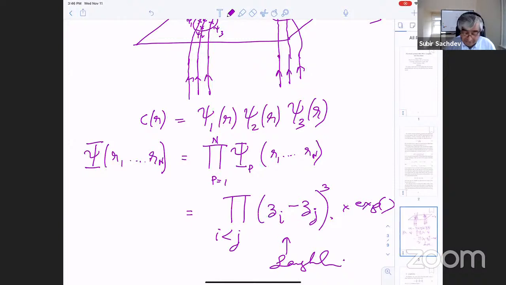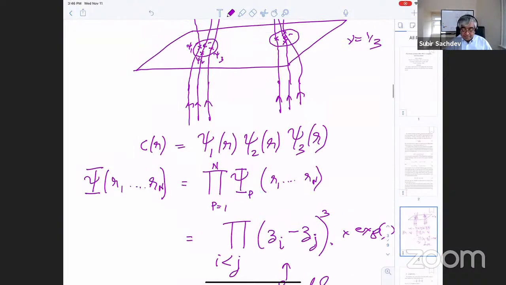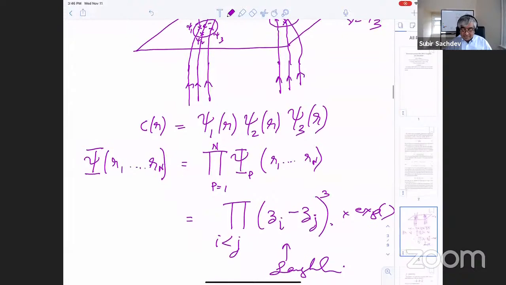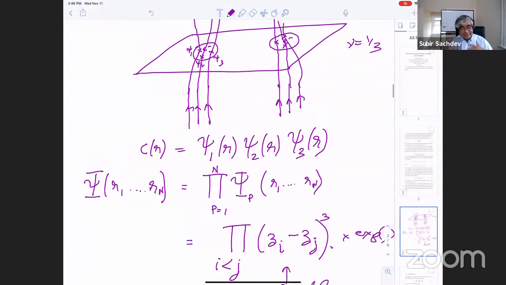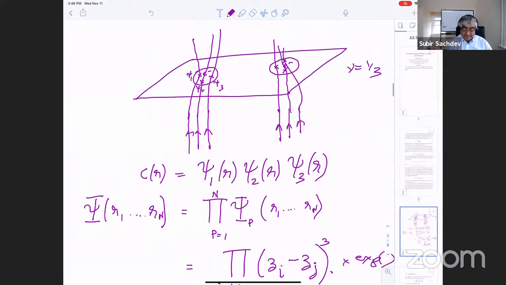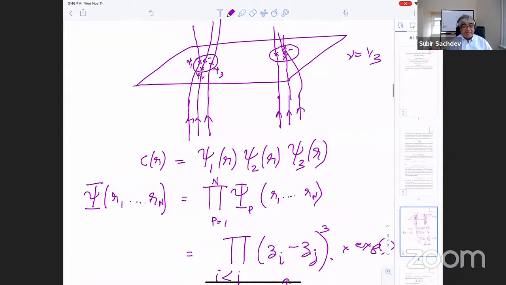Now, amazingly, you can also do this for other states. In fact, almost all the states that are observed, the so-called Jain states. And the way you do it is by taking one of the partons and having it occupy more than one Landau level. So imagine, suppose you have a situation where the third parton is only half a flux quantum coming in for the third parton.